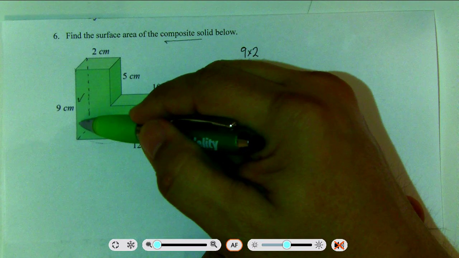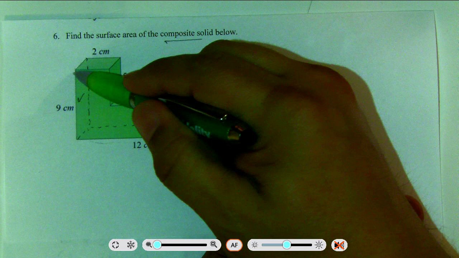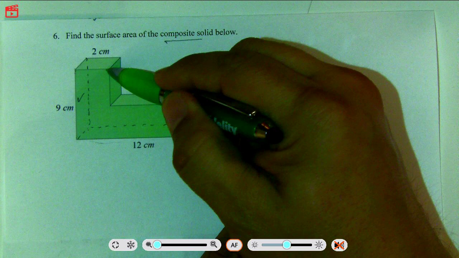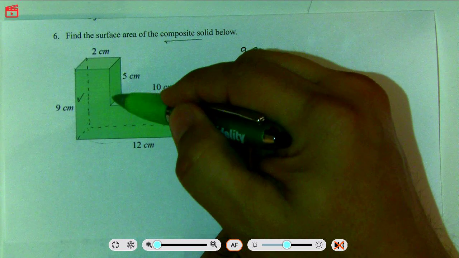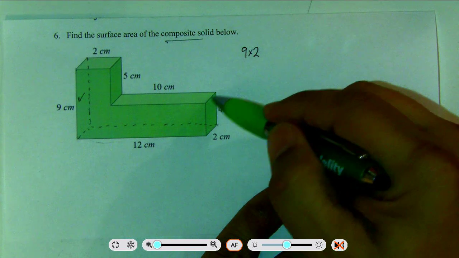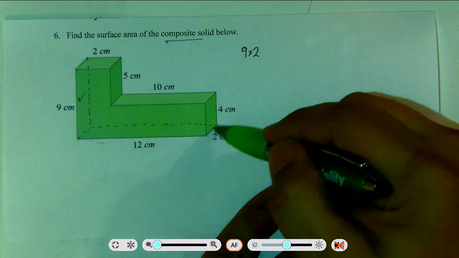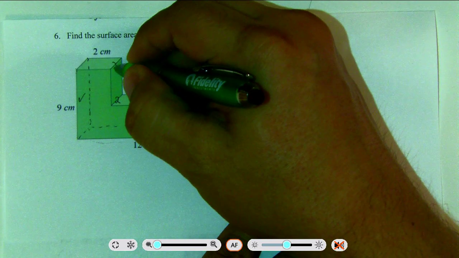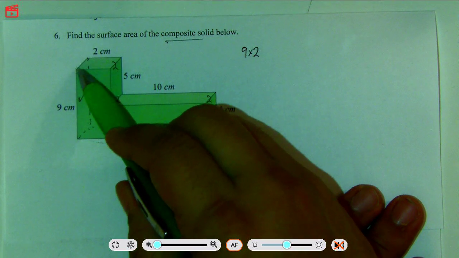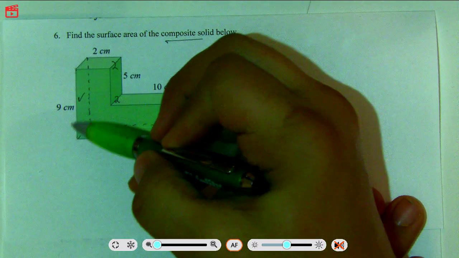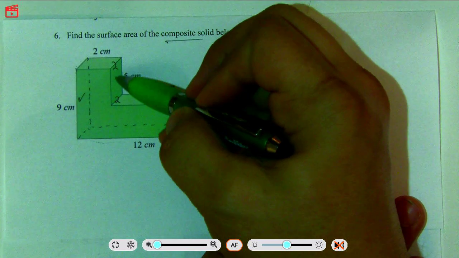So we have this side of this composite shape, that again 9 by 2, around to the top of it, which is 2 by, well, I don't see this measurement. Well, that's the same as this measurement, which is the same as this measurement, which is the same as this measurement. So this is 2, this is 2, this is 2, and this is 2. So the top of this is 2 by 2.